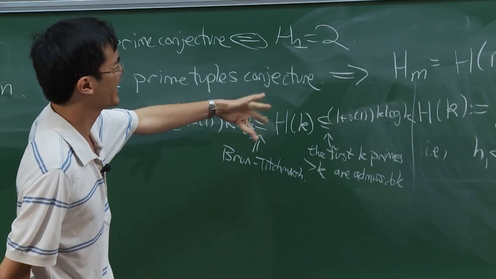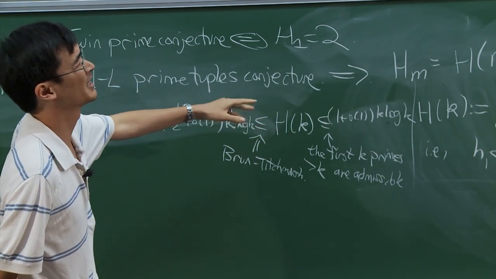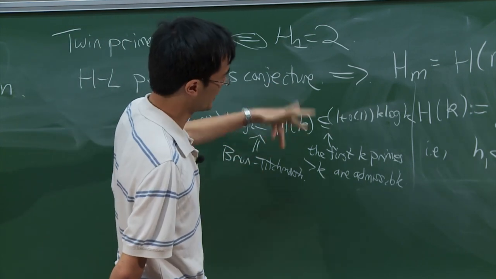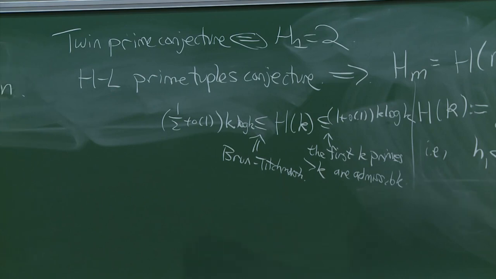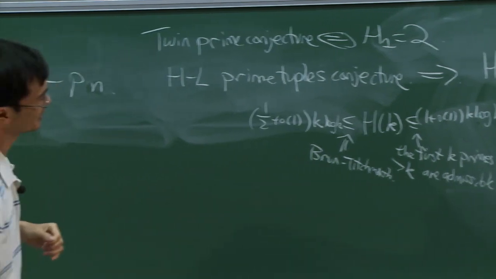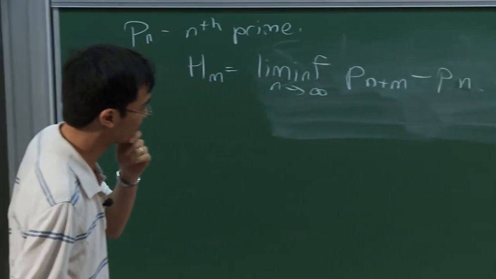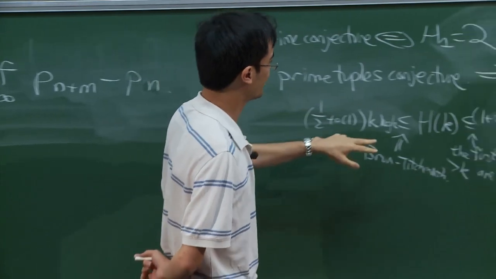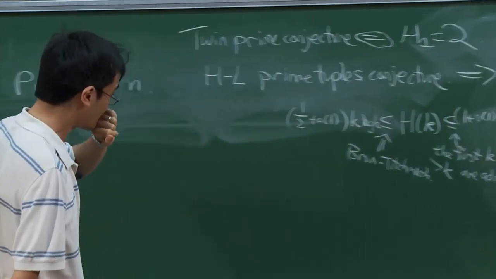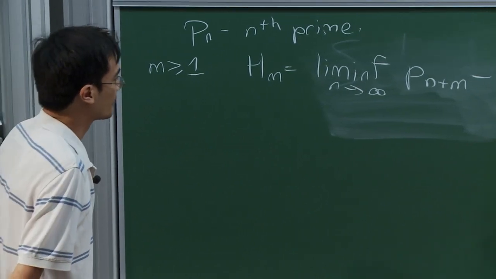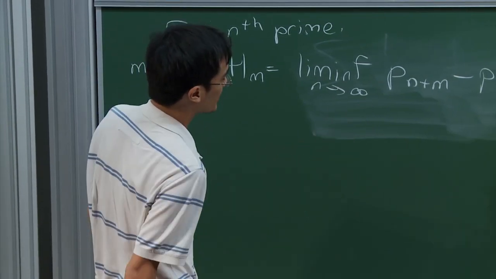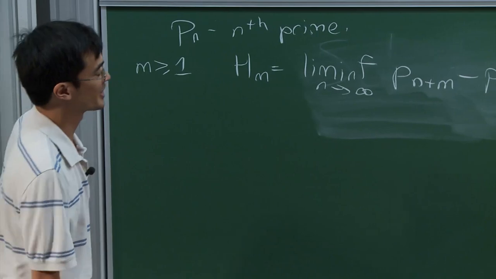Also, for small k, like k up to 160 something, you can use computers and compute exactly what these h's are. And then for medium-sized k, like a million or something, there's lots of numerical upper and lower bounds you can get. Okay, so that's well understood, but this conjecture is not well understood. It's not even obvious that these h's are finite.